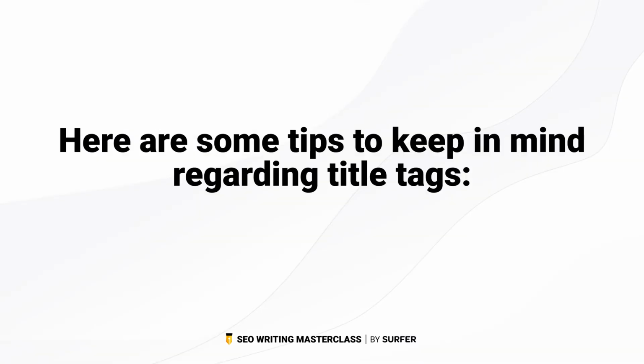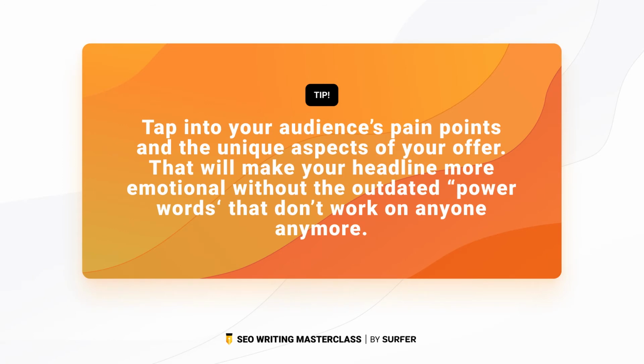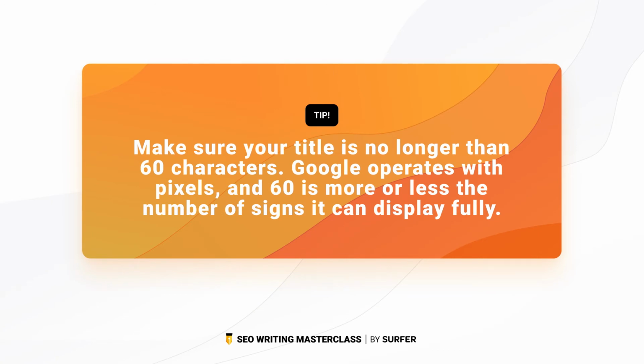Here are a couple tips to keep in mind regarding title tags. Make sure your title tag matches the search intent of your keyword. For example, if your topic is about something current, include the current year or even month in the topic. Tap into your audience's pain points and the unique aspects of your offer. That will make your headline more emotional without the outdated power words that don't work anymore. For example, 10-minute on-page SEO tips that will fix your broken rankings sounds much more clickable than something like Best SEO Tips for 2022. Make sure your title is no longer than 60 characters.